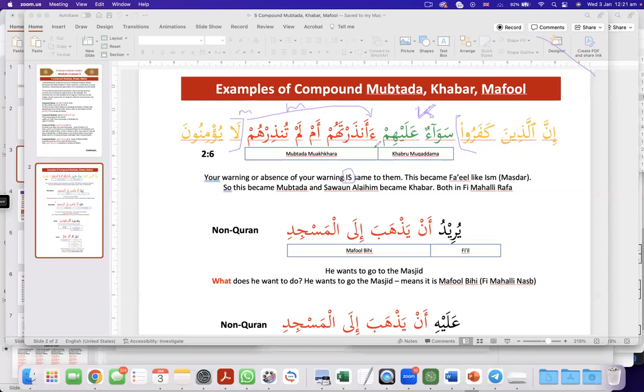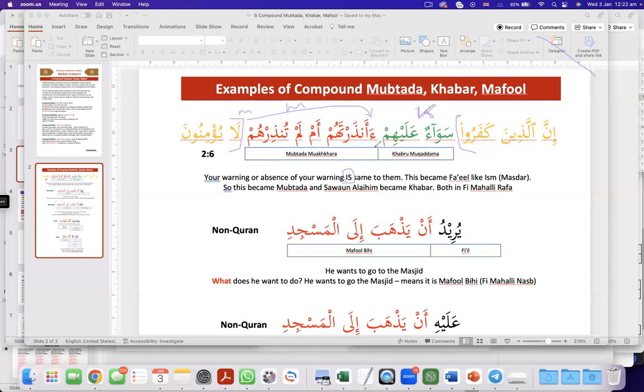Well, anzartahum am lam tunzirhum. I will try to explain it to the brother, inshallah. If you see sawa'un alayhim and literally translate it, it would mean same to them. Now imagine saying a sentence in English, 'same to them.' Does it seem like the subject of something that you would speak about? It doesn't in any way characterize a subject matter. So it's not the subject.